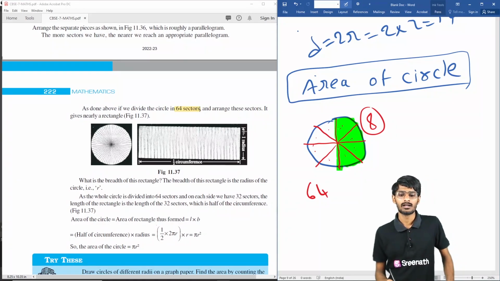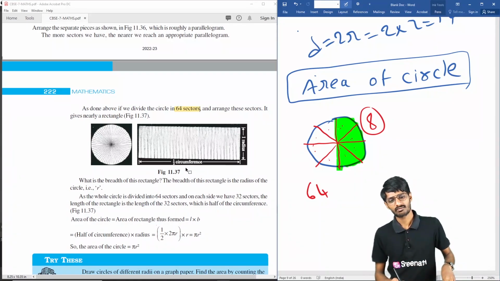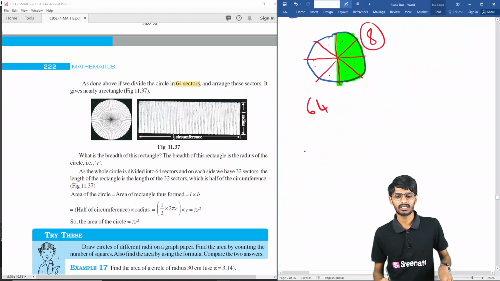And what is the width of it? It is nothing but the radius. What is the length of it? The length is 1 by 2 of the circumference. So 1 by 2 of the circumference. Then this gives us the area.